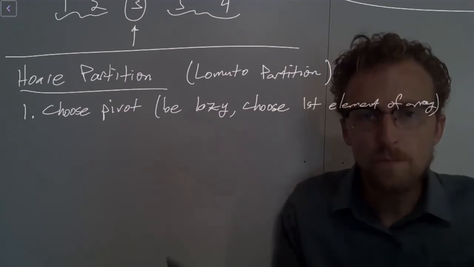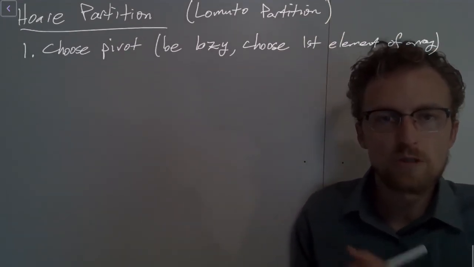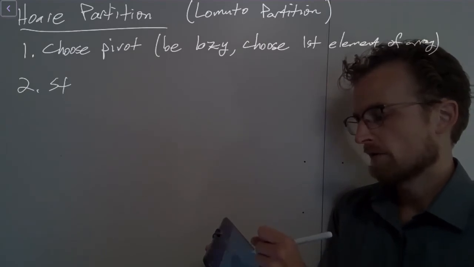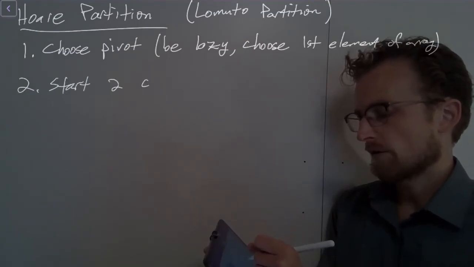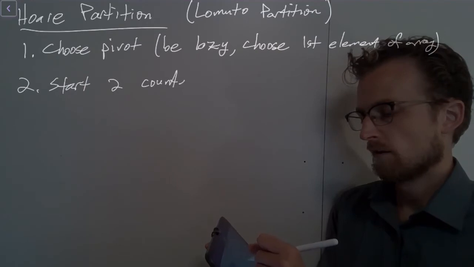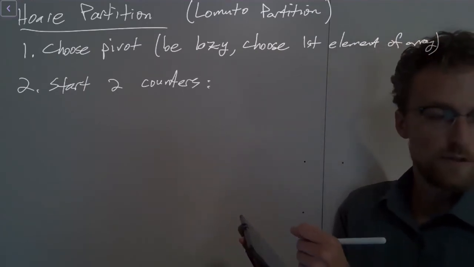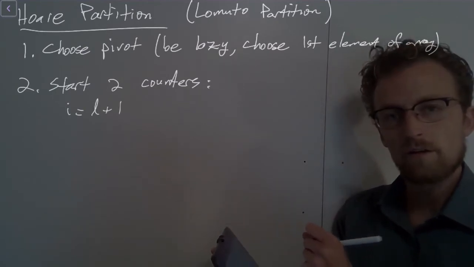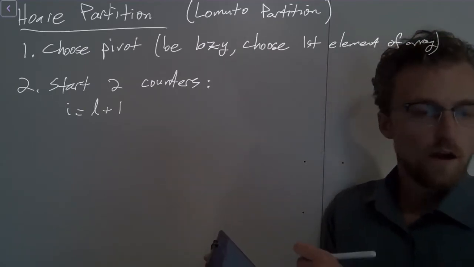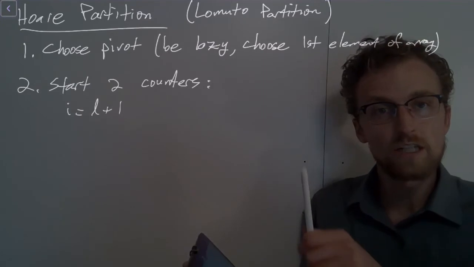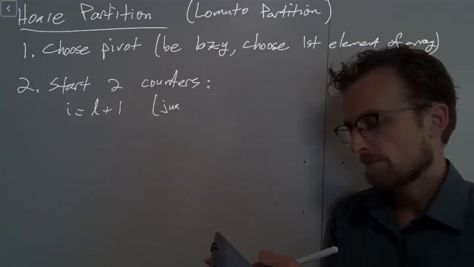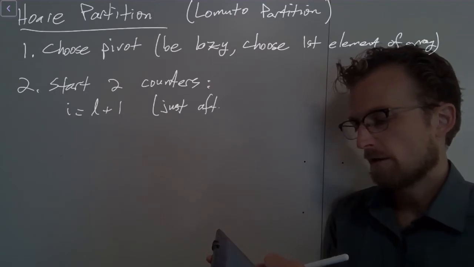Okay, so we'll choose the pivot. In this case, we'll just be lazy. We'll choose the very first element in the array. So we're going to start 2 counters, I and j. We're going to initialize I just after the pivot. So this is just after the pivot.